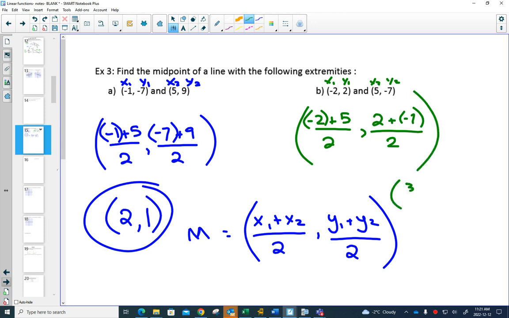And did you get 3/2 or 1.5, comma, negative 5 halves, or negative 2.5. I would actually prefer leaving numbers as fractions. It's easier to do math with fractions than it is to do with decimals as you get into more and more complicated stuff. So I would leave them as fractions.